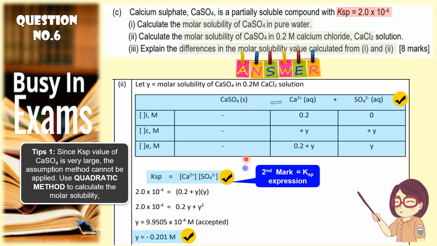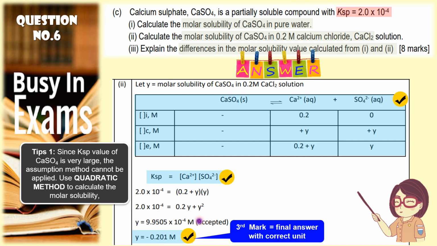The whole set of ICE table with the equation is 1 mark. Okay. Alright, the second mark is given to you when you write the Ksp expression, right? So 1 mark. Okay, and then substitution according to the ICE table. However, for this one, you cannot use the assumption method since the Ksp value given to you here is 10 power negative 4, which means a very large number. So you have to solve by using the quadratic formula, to find out the value of Y. Okay, so only the positive value is accepted, remember? So the negative one is not accepted, but you have to show it.